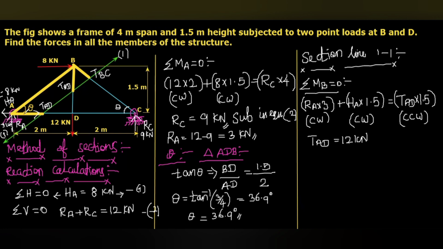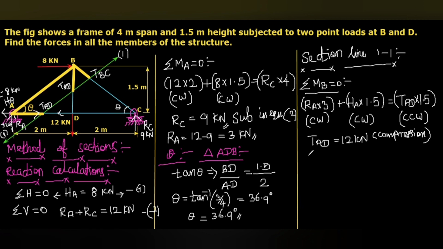Here you can see from the point A, it is going outward. So from the point D also, it will go in the same direction, outside. Do you understand? So that will be compressive in nature. Okay.